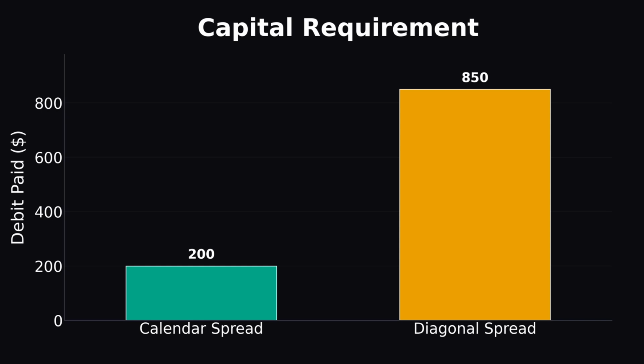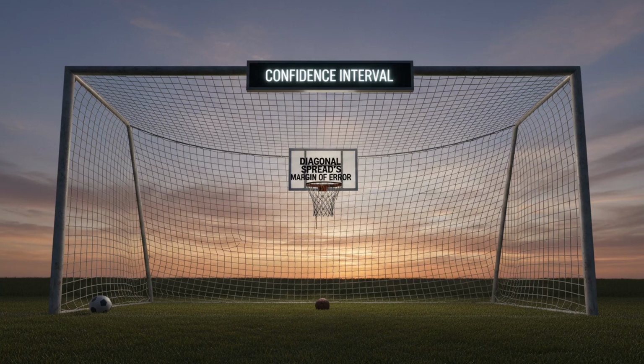This leads to a crucial decision regarding debit paid. Calendar spreads are generally cheaper to enter. Diagonal spreads are more expensive because you are buying intrinsic value in that ITM leg. However, cheaper does not mean better. The calendar has a lower probability of profit because it requires the stock to land on a pinhead. The diagonal offers a wider margin of error directionally.